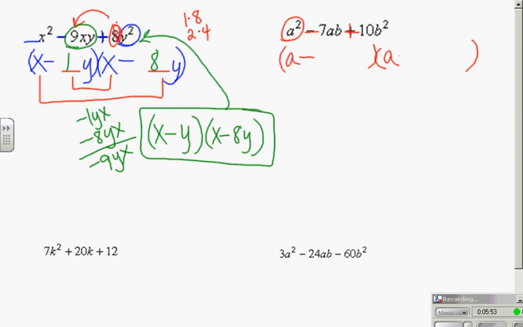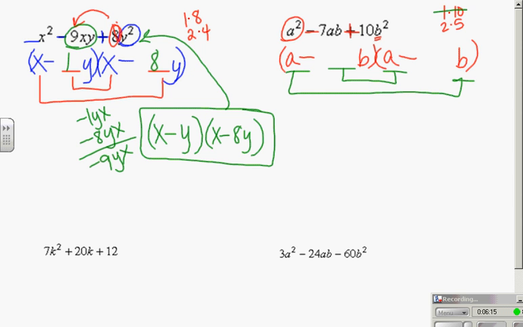So we have A in the first position. We have minus, plus, minus, minus. Now we've got a B in the back position, so I'm going to drop that in. Now we have the factors of 10, 1 and 10, 2 and 5, that we have to add together so that they equal negative 7. Well, 1 plus 10 is 11, and 2 plus 5 is 7.